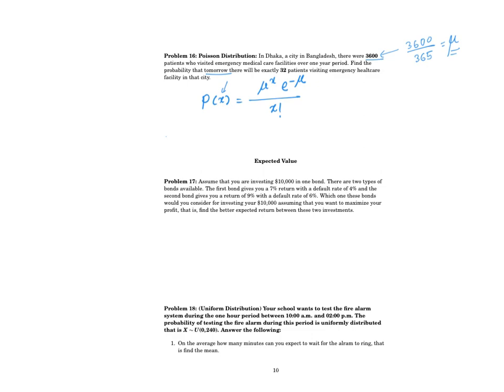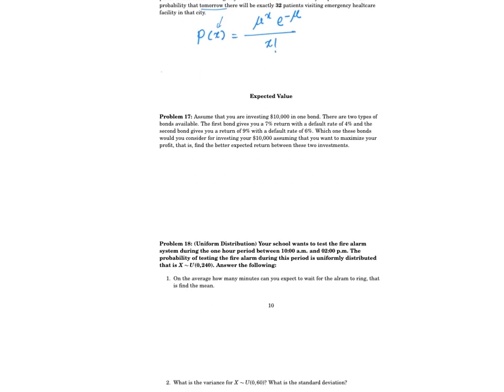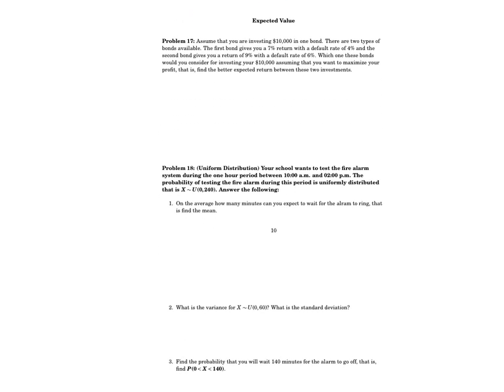Now the next one is again an expected value problem. Remember, expected value E of x for discrete cases is going to be summation x times P of x. So you have two investment products here where you invest $10,000. Okay, so now you have to select which one you are going to invest in. Are you going to invest in the first bond, or the second bond?